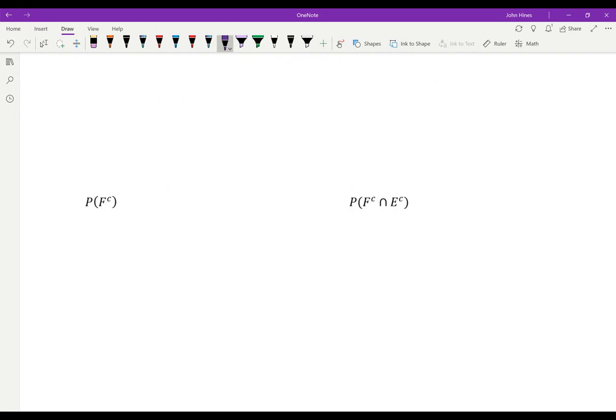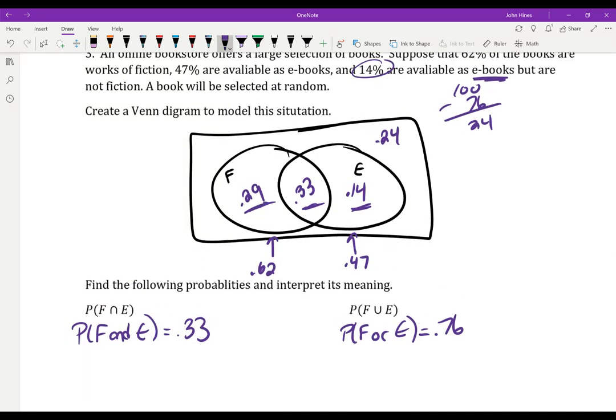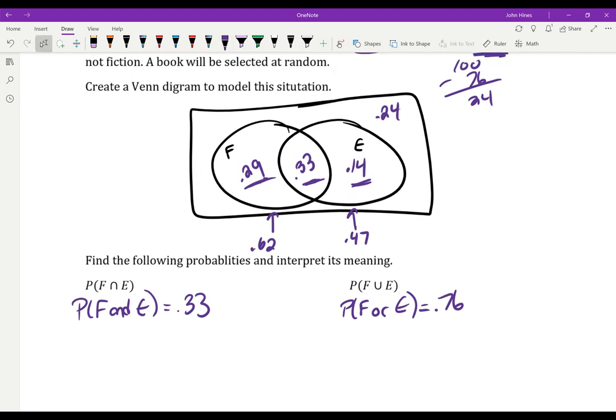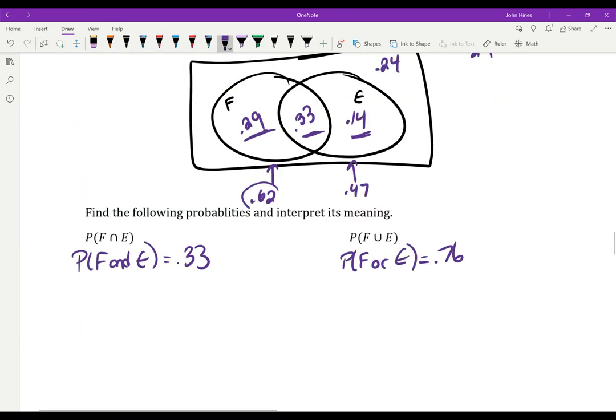The probability of the complement of F, not F. So I cannot be in the F circle. I can't be this, I can't be this, but I could be one of these two. So 0.14 and 0.24 work for me. So that's 0.38.